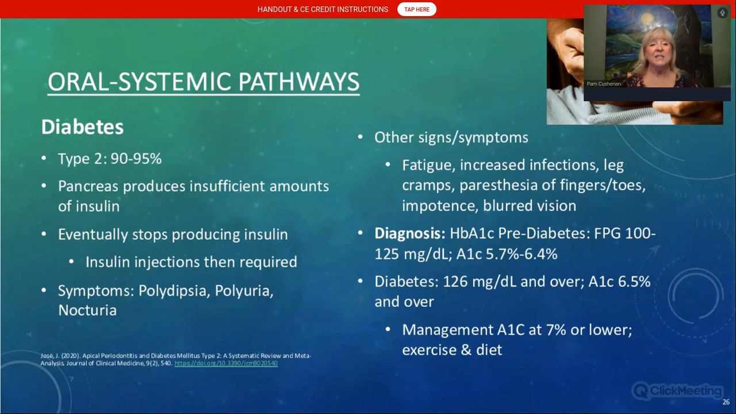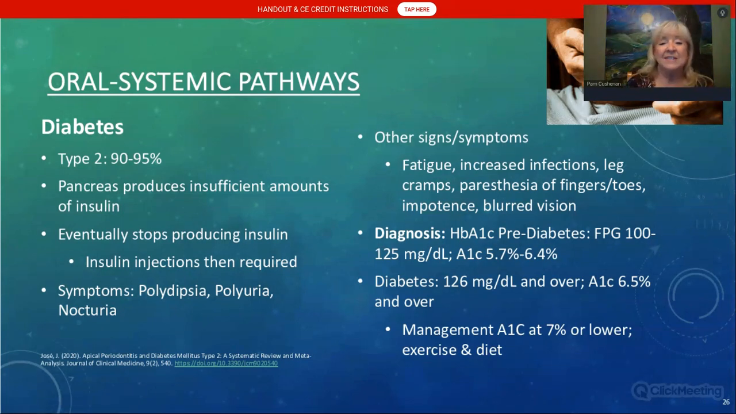What happens there is the pancreas is not producing enough insulin. Eventually, over time, it will stop producing it completely. Then a patient has to go to insulin injections or a pump. The symptoms of a patient with diabetes are polydipsia, polyuria, and nocturia, as well as fatigue, increased infections, leg cramps, paresthesia or numbness of fingers and toes, impotence, and blurred vision.